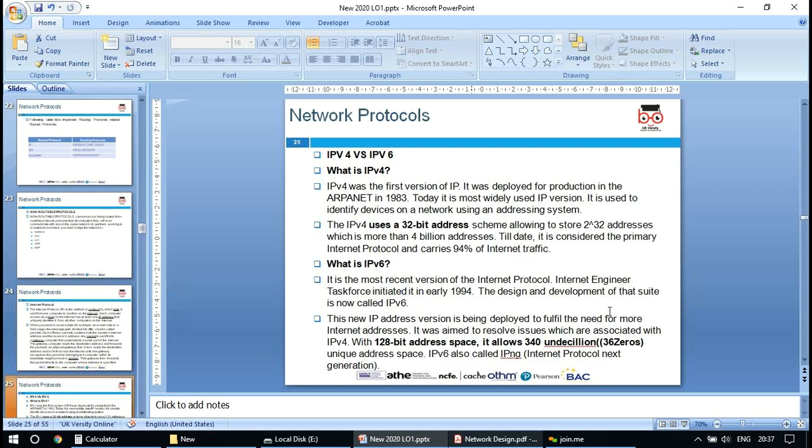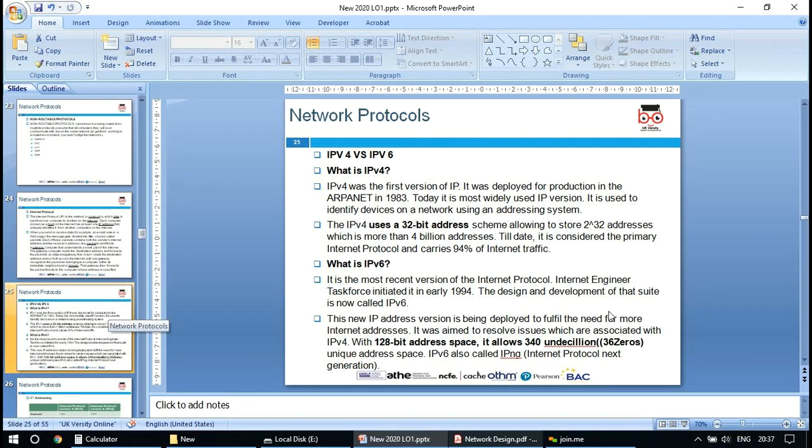IPv4 is basically a 32-bit address, and IPv6 is a 128-bit address space, which allows 340 undecillion addresses, which is basically a number with 36 zeros. Like when we say hundreds, thousands, millions, and billions, this is called an undecillion, up to 36 zeros. More theoretical detail is available on this slide.